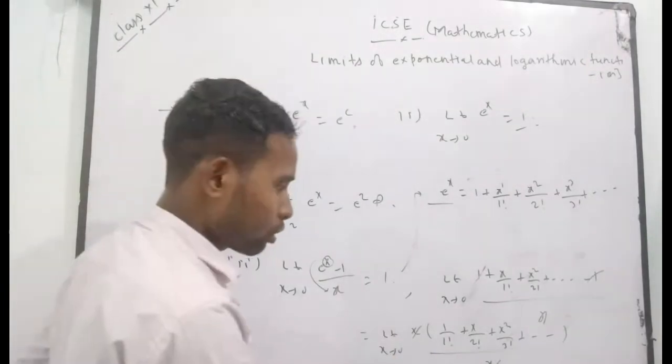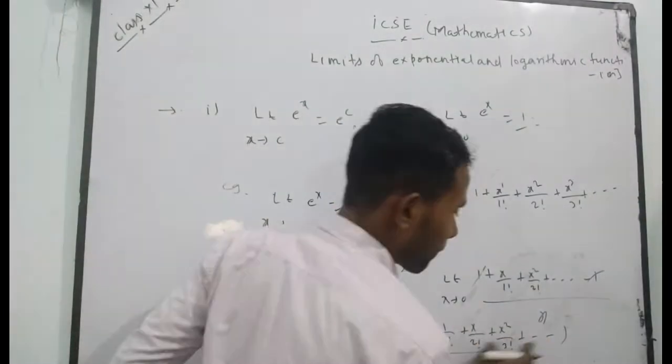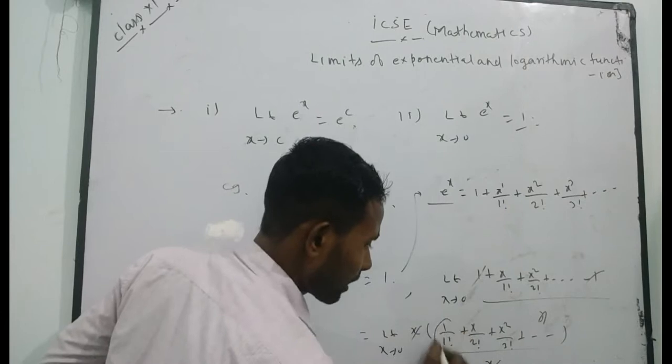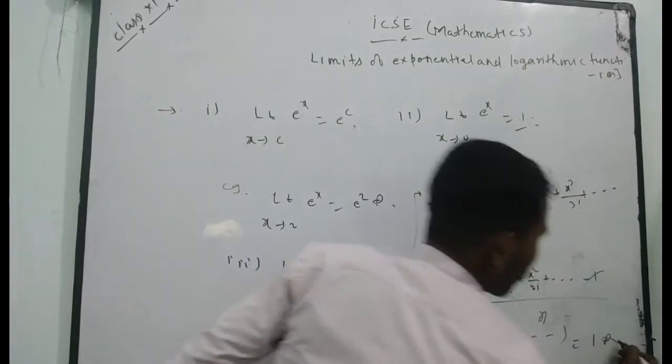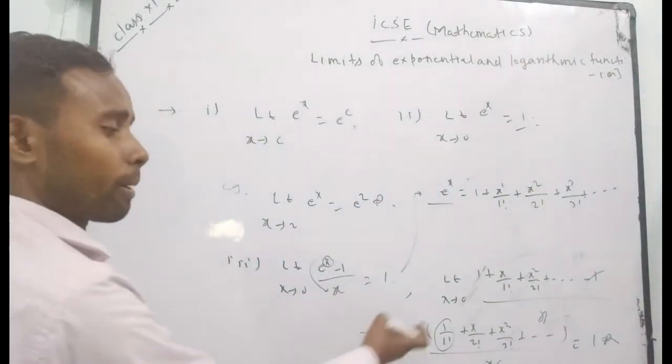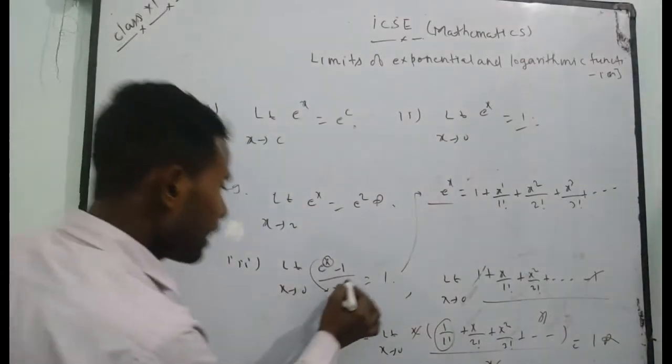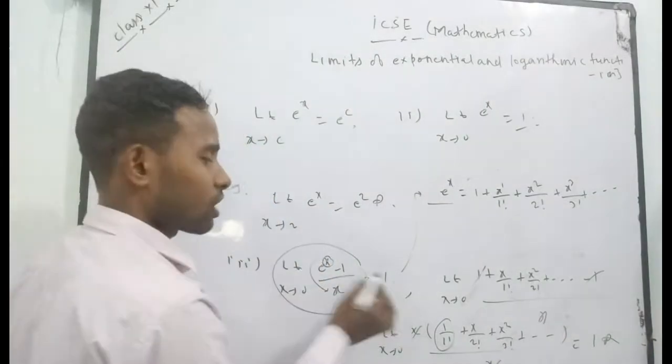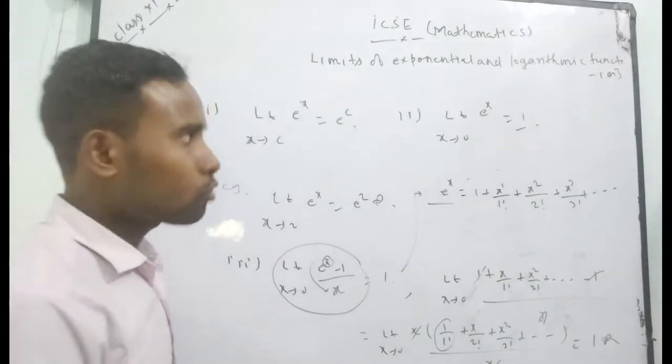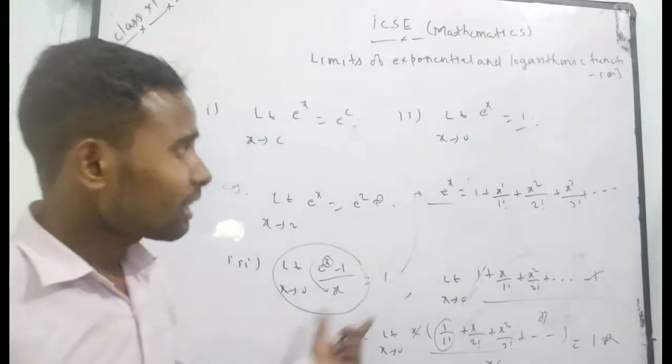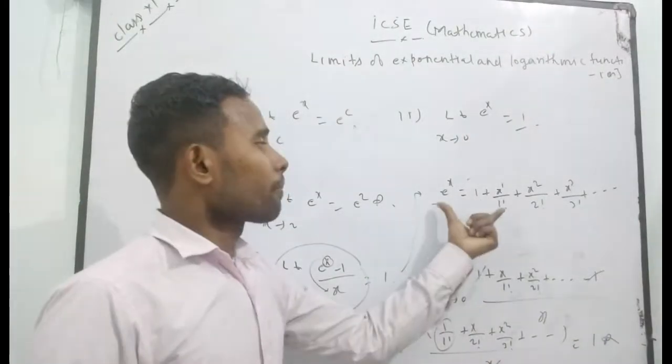If you put x equal to 0, all remaining terms become 0. Finally you get 1 by 1 factorial. As you know, 1 factorial is 1, so 1 by 1 is equal to 1. So e to the power x minus 1 by x is equal to 1 if x approaches 0. This is the formula. This is beyond your class.